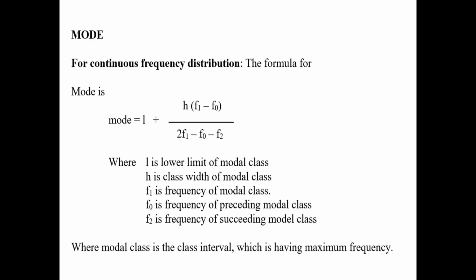The formula for a continuous frequency distribution: mode is equal to L plus h times (f1 minus f0) divided by (2 f1 minus f0 minus f2). L is the lower limit of the modal class, h is the class width of the modal class, f1 is the frequency of the modal class, f0 is the frequency of the class preceding the modal class, and f2 is the frequency of the class succeeding the modal class. And what is the modal class? The modal class is that class interval which has the maximum frequency. But this formula will not work if there are two class intervals which have the same maximum frequency.